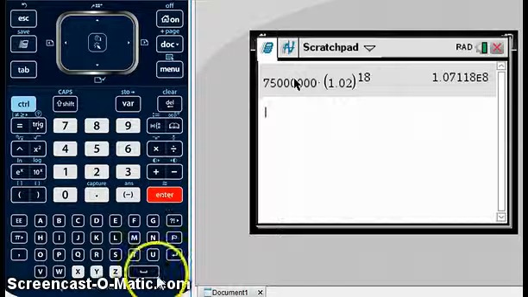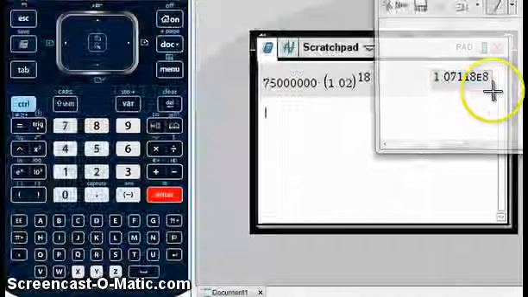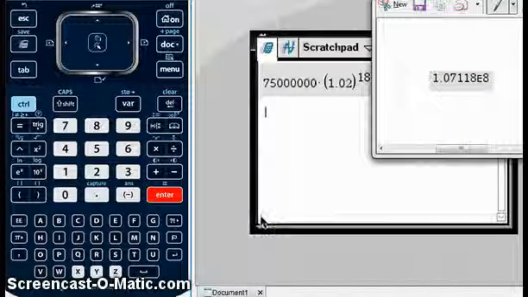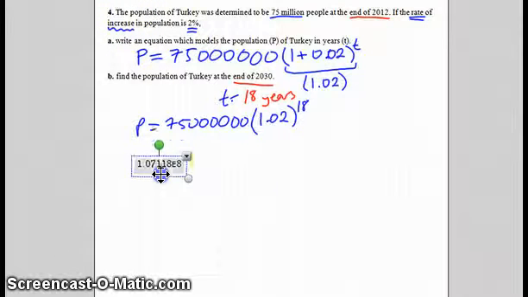So when we go back to our work here, we're going to convert this into a number that we can use. So a useful version of this is scientific notation. So we can see that this is 1.07 to 3 significant figures times 10 to the power of 8. So that's the population of Turkey at the end of 2030.